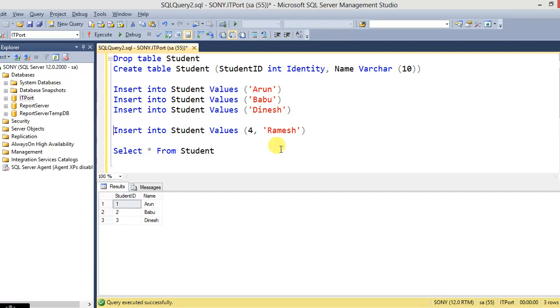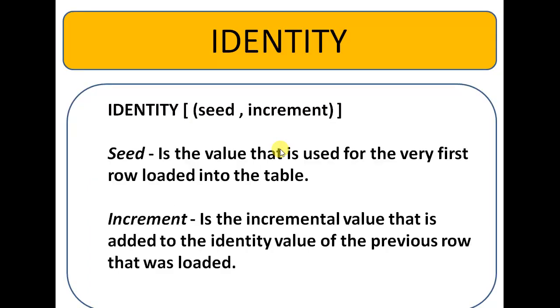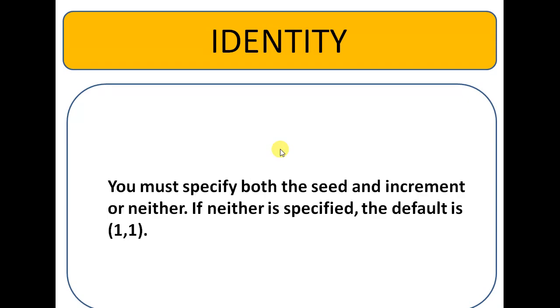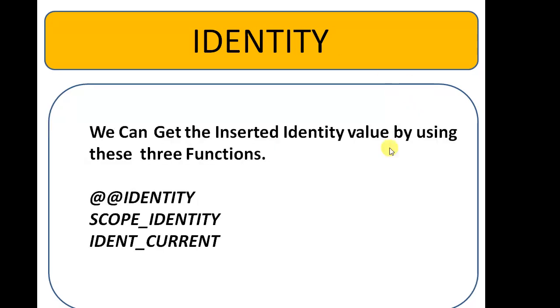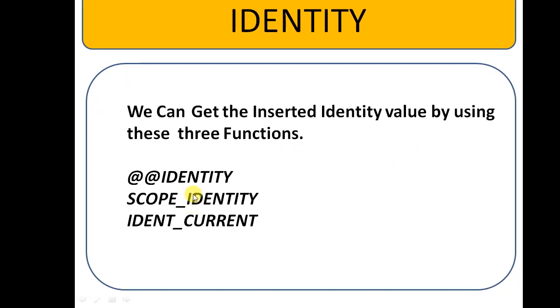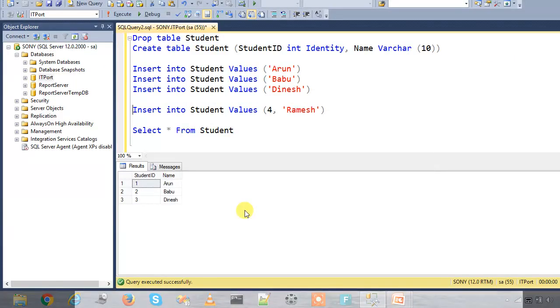How can we get the inserted identity value? We can get the inserted identity value by using these three functions. One is at at identity, the second one is scope identity, and the third one is ident current. So using these three functions we can get the last inserted value from the table. Let us check with this.